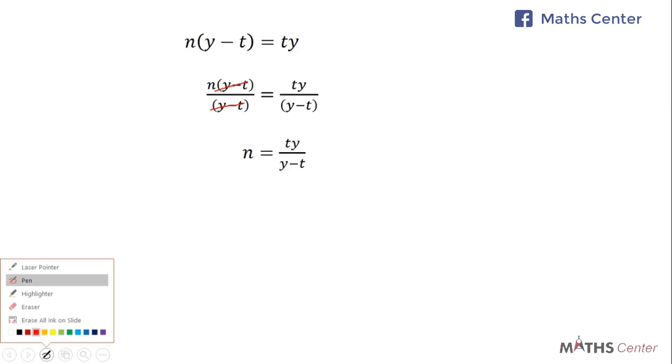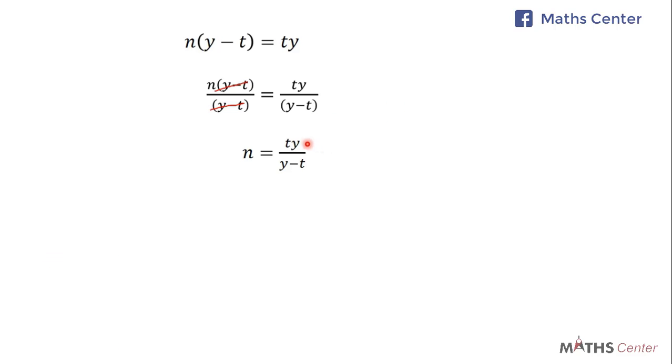Once again, someone may ask, why are we not using this y to cancel this y? If you want to understand why we are not cancelling, go and watch the video on division of algebraic expressions. I explained why you don't have to cancel, or why cancelling this is wrong.